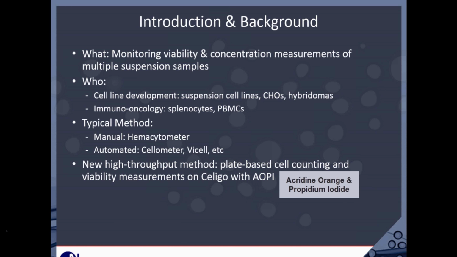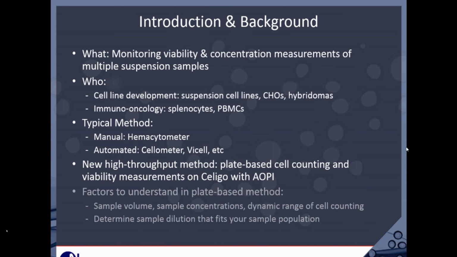If you have a lot of samples with a dynamic range from something very low, like 500,000 cells per mL, all the way up to a very high concentration of cells, such as 8 or 10 million cells per mL, or even more, how do you put that in a plate-based method? This training session today will teach you how to apply your suspension samples onto a plate-based method and understand what sample volume you should put in there.